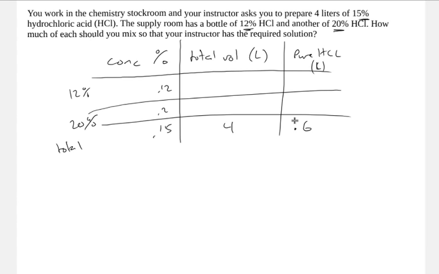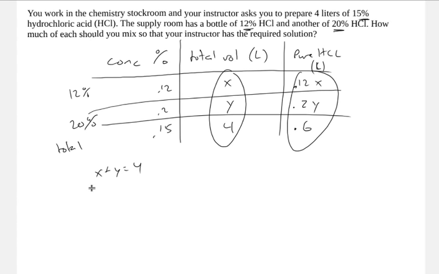Alright, looks like those are all the numbers I can fill in, so I'm going to put in some variables. I'm going to put x and y for the total volume as opposed to the pure HCl, because this way I can multiply these things together. The pure HCl for this 12% is going to be 0.12x, and the pure HCl for this 20% is going to be 0.2y. My equations are here and here. So I get x plus y equals 4, and 0.12x plus 0.2y equals 0.6. Those are my 2 equations.